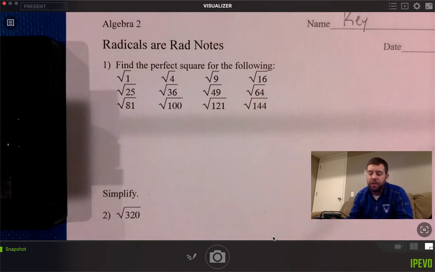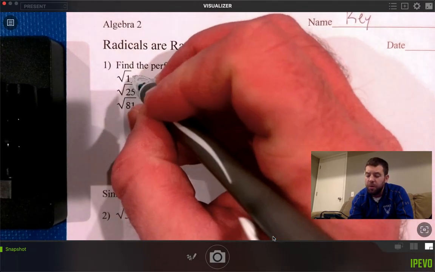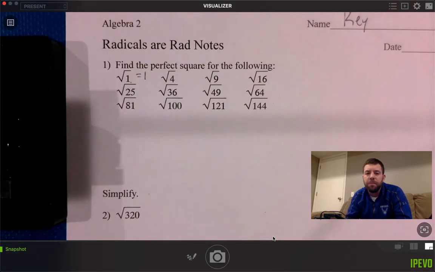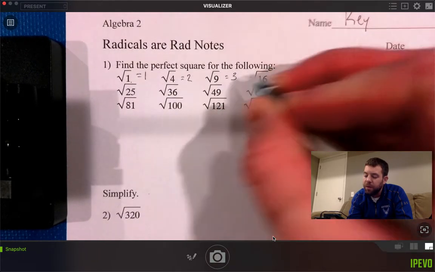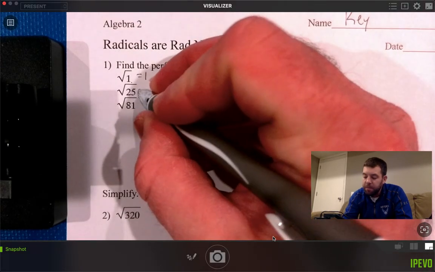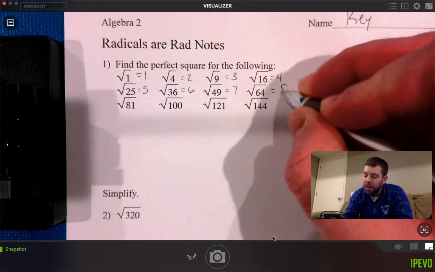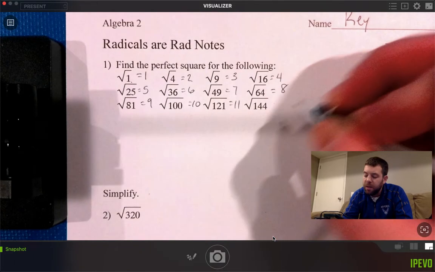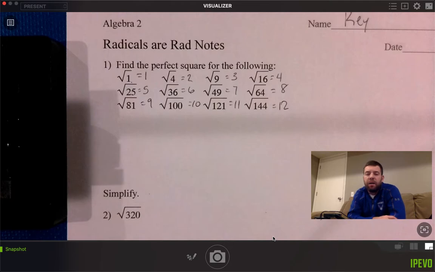So looking at this, radical 1, we know that the square root of 1 is 1. Square root of 4 is 2. Square root of 9 is 3. All right, and we're just going to go ahead and fill that in. This is key for us because that's going to help us solve a lot of radicals.